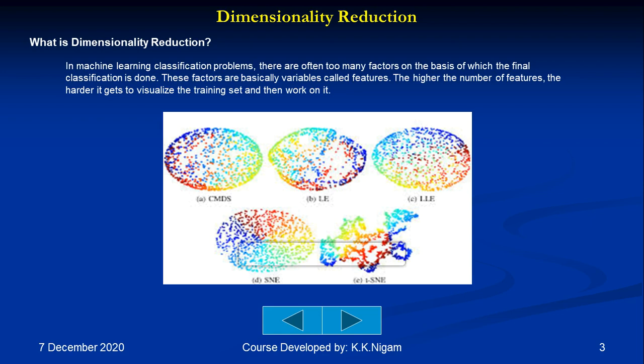So, what is dimensional reduction? In machine learning classification problems, there are often too many factors on the basis of which the final classification is done. These factors are basically variables called features. You must have seen in an Excel sheet or any database, there are so many columns. Now, all these are sometimes found to be redundant or not extra. So the higher the number of features, the harder it gets to visualize the training set and then work on it. So it is always recommended that you try to minimize if possible.